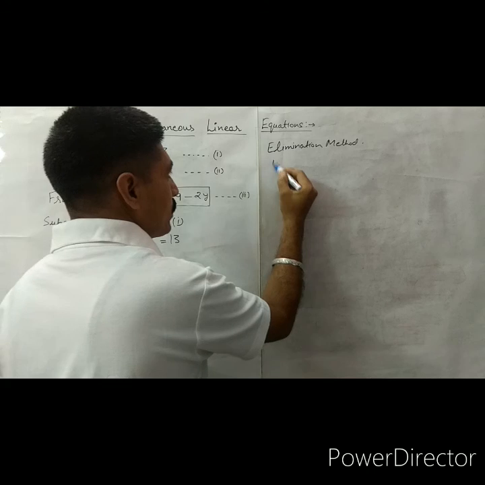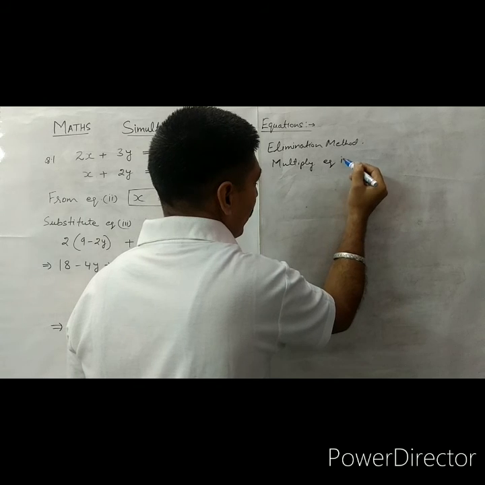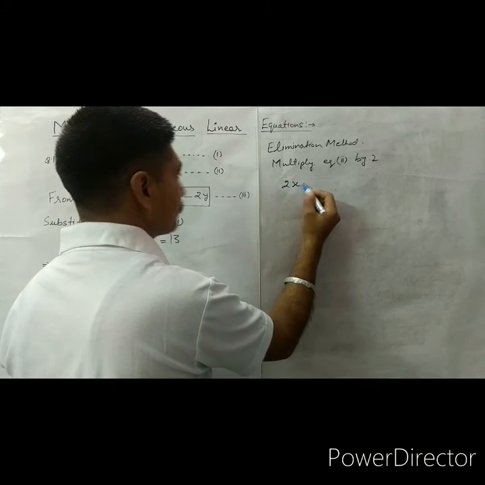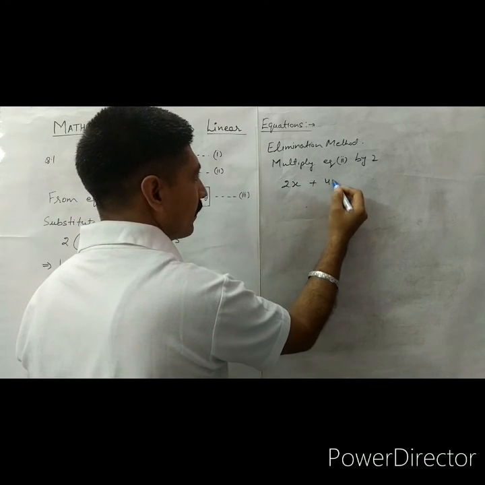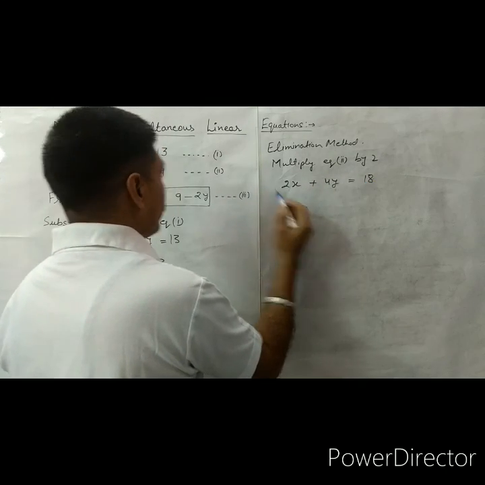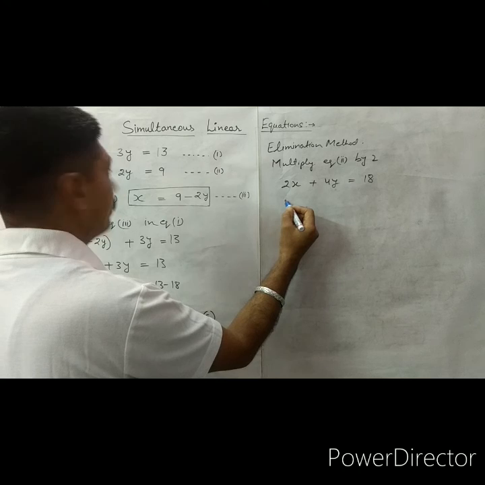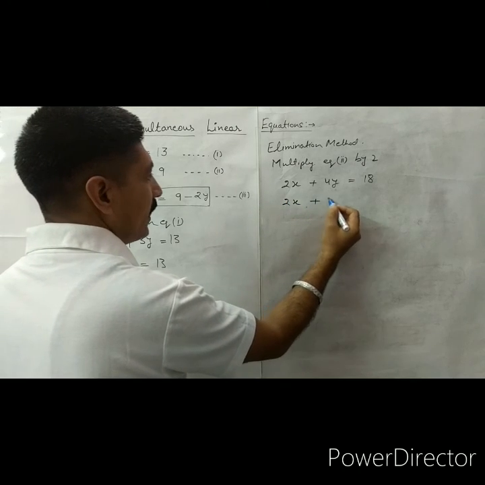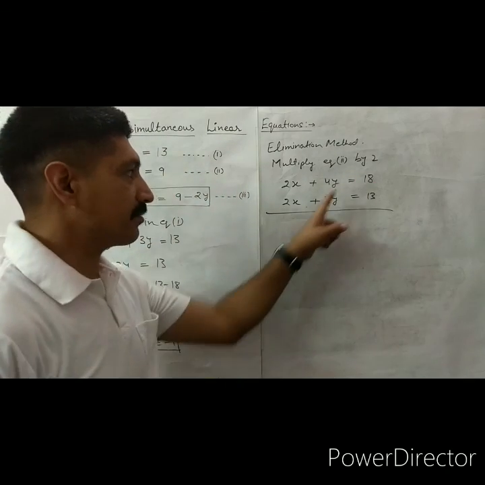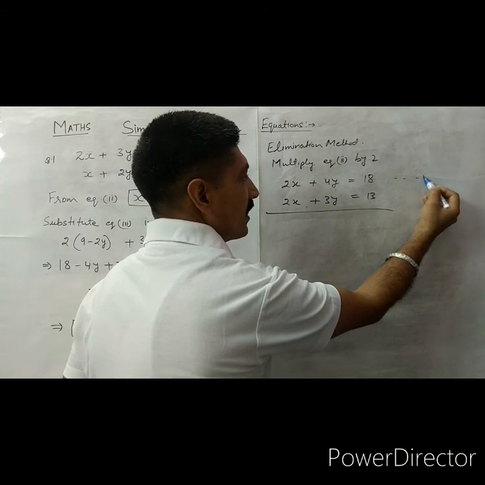So here by the elimination method, we will multiply equation 2 by 2. We get 2x plus 4y is equal to 18. And now what we can do is subtract 1 from 2 or 2 from 1. Here we have 13. So I have subtracted equation 1 from this equation 3. This is equation number 3.